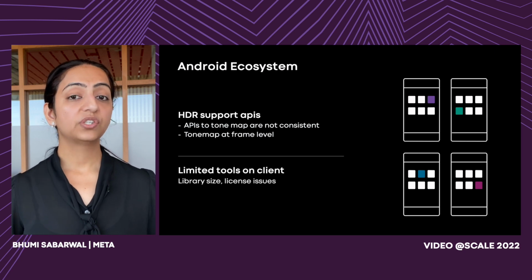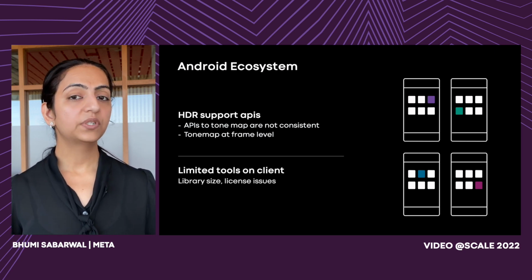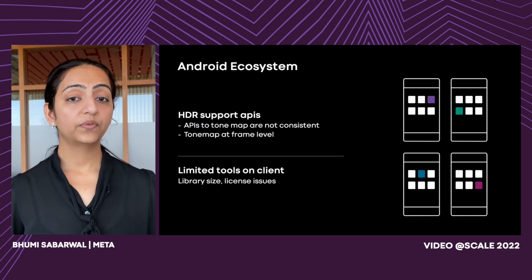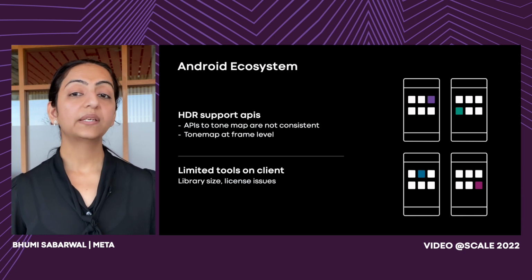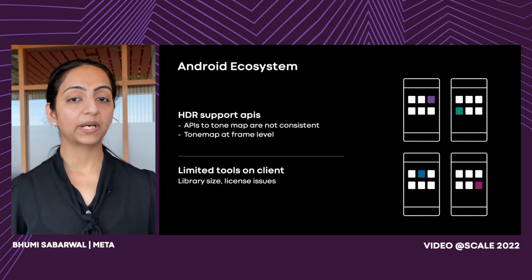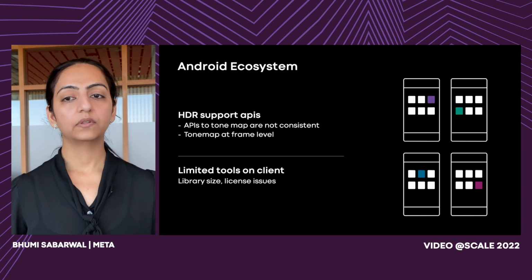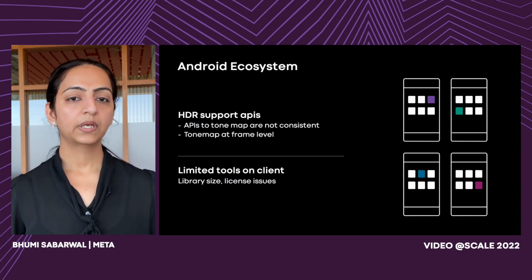There were some HDR support APIs that claimed to perform tone map. However, the behavior of such APIs was not consistent, and we found that on some of the devices, they will not do any tone map. Even if we can get such APIs to work, these APIs tone map at the file level that adds an extra latency and extra step to the pipeline. We ideally want to tone map at frame level and in real time.